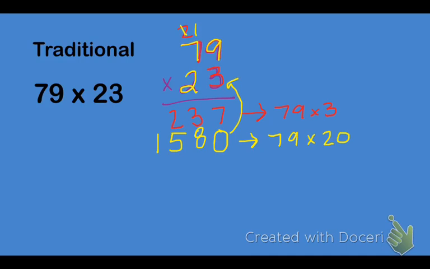Now that we have all of our multiplication done, we're going to go ahead and add those numbers together. So 7 plus 0 gives me 7. 3 plus 8 gives me 11, so I'm going to bring a 1 down and carry a 1. 5 plus 2 gives me a 7, plus 1 gives me an 8. And then 1 plus 0 gives me 1. So my final answer is 1,817.